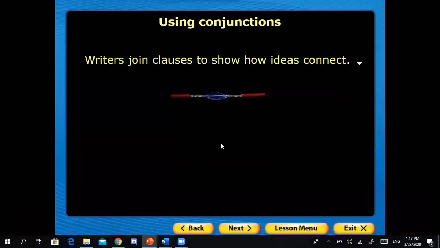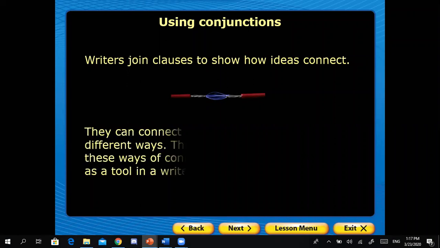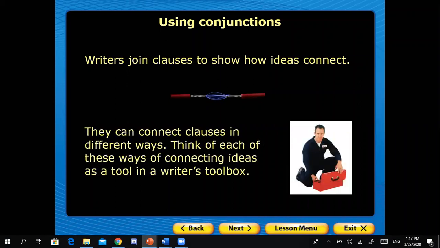Okay. So conjunctions connect clauses in different ways. Think of each of these connecting ideas as a tool in a writer's toolbox.